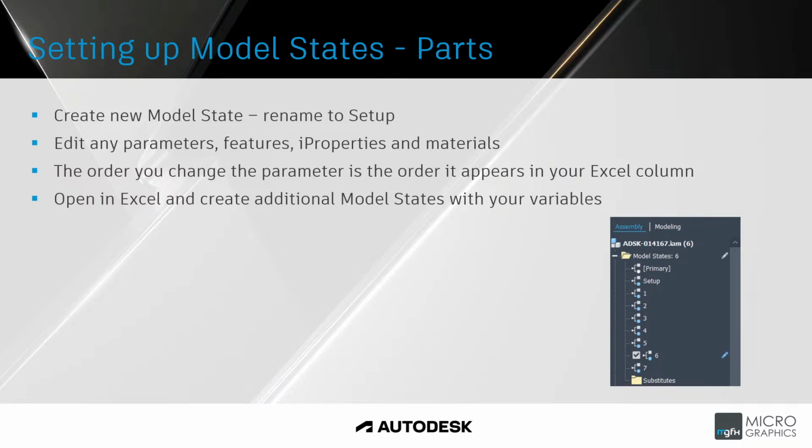So if I go and I say, okay, right, I'm first going to change my length and my width. And then I change my material, and then I change an iProperty like description. It's going to show the columns in that order as well. Okay. So then once you've done that, you can then open that table up in Excel and then add all your additional model states with your variables that you want.